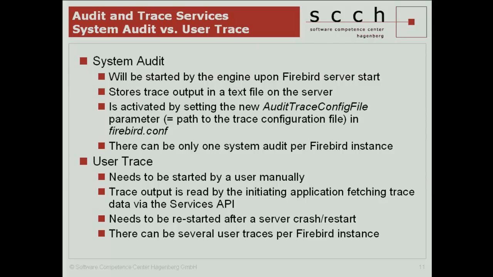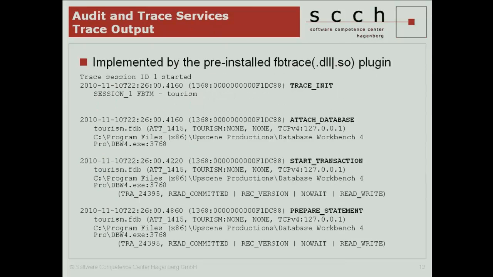On the other side, there's a user trace. A user trace needs to be started by a user manually. The trace output is read by the initiating application, fetching trace data via the services API, and it doesn't restart automatically if you restart the server. So as a user, you have to restart the user trace manually every time. There can be several user traces per Firebird instance. On the system audit side, there can only be one system audit active per Firebird instance at any time.